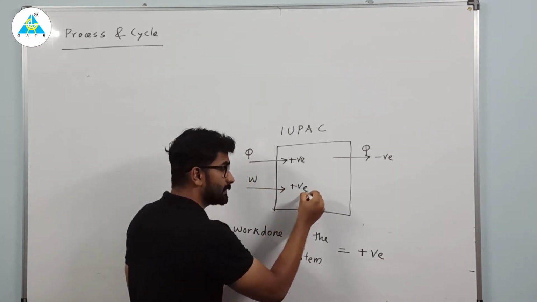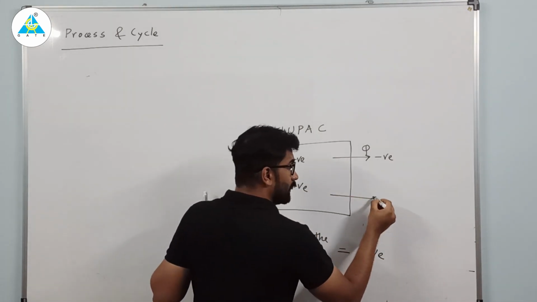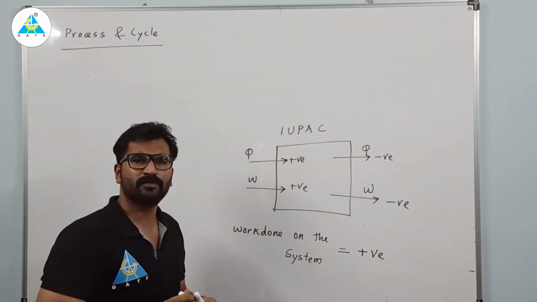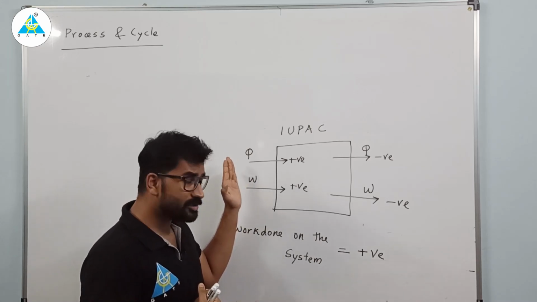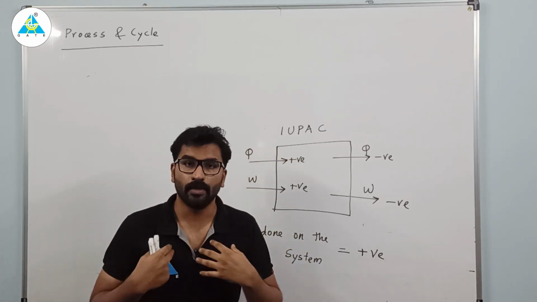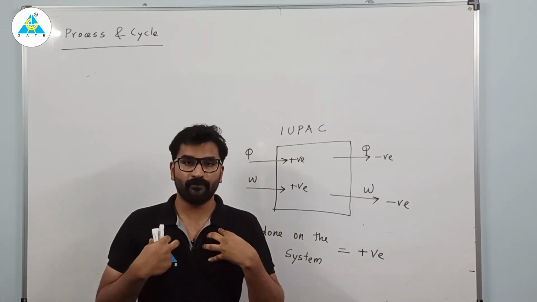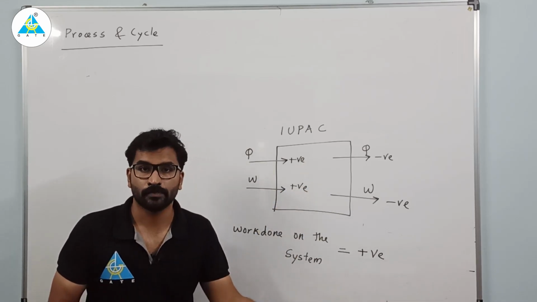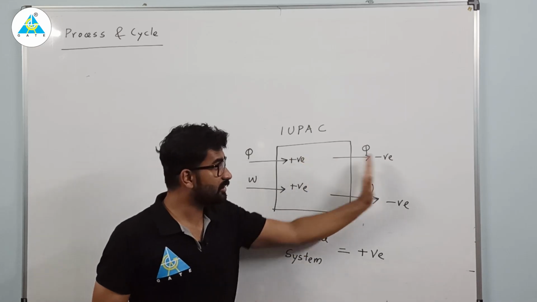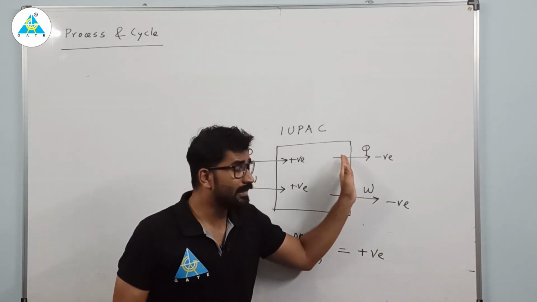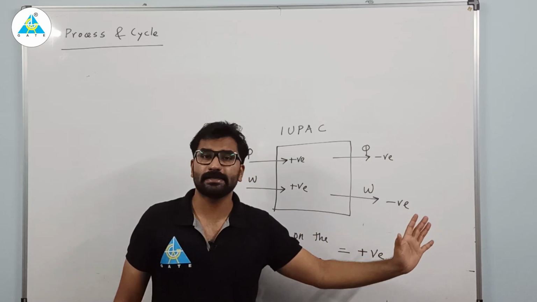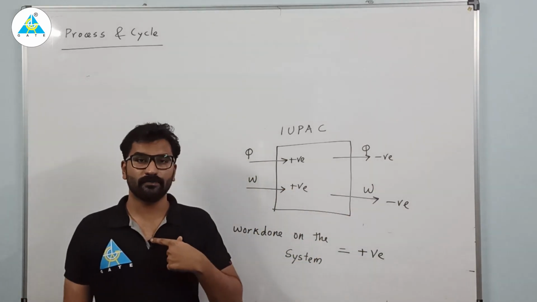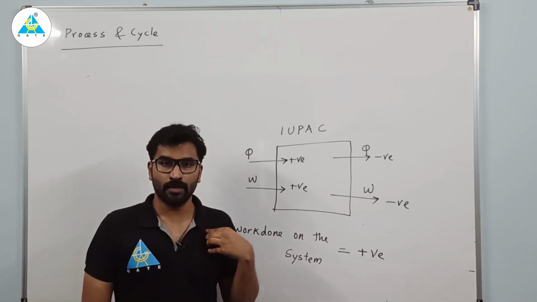Work done on the system is positive for us. Work done by the system is negative. It is a very easy sign convention. Whatever energy comes into the system is positive. If I get some energy, I will become strong, so both are positive. If I am losing some energy, whether it is heat or work, everything is negative. It is negative energy. So this is the easiest sign convention we have in chemical engineering for students.